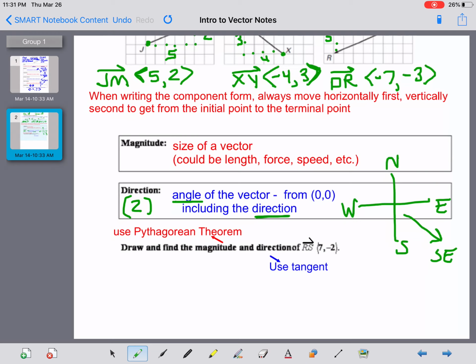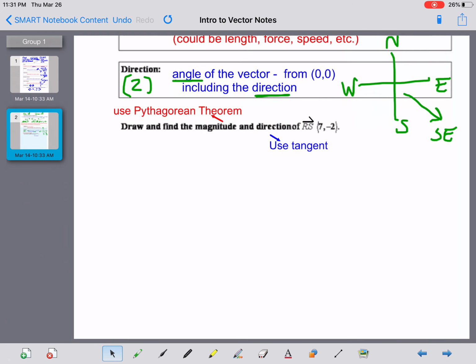So we have one more problem here on the bottom of our page of these notes. And this says to draw and find the magnitude and direction of vector RS, which notice in those pointed parentheses is <7, -2>. So we're going to go ahead and sketch this vector. I'm just going to start with a point here, R, and I need to go 7, -2. Well, 7 is positive, so I'm going to go to the right 7. 1, 2, 3, 4, 5, 6, 7. And then I'm going to go -2, which goes down 2. And right there is where S is. So my vector starts at R and it goes to S.